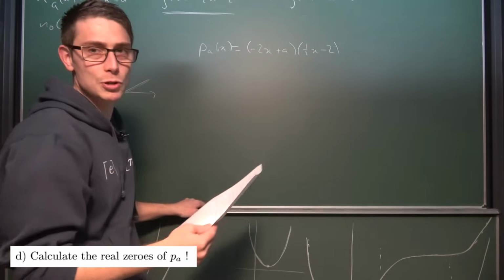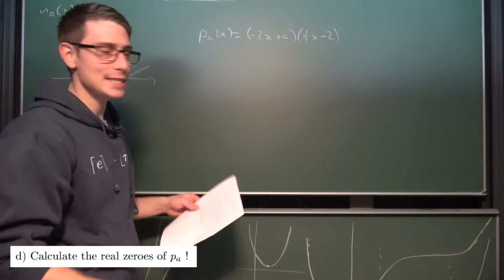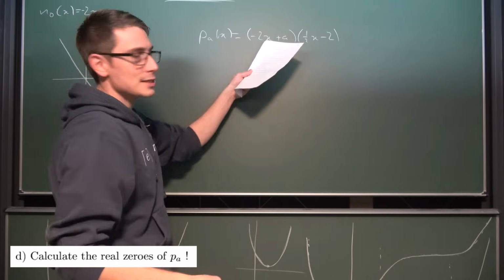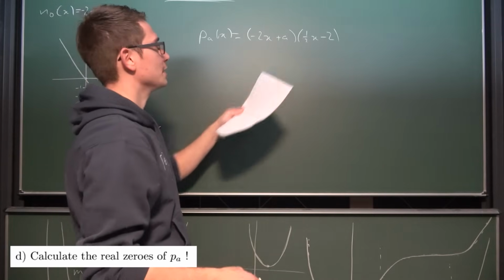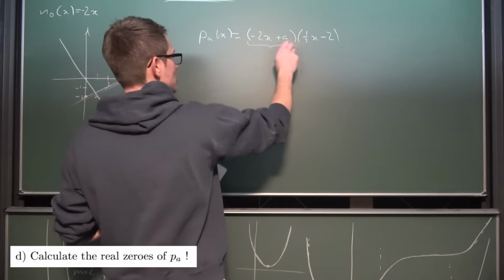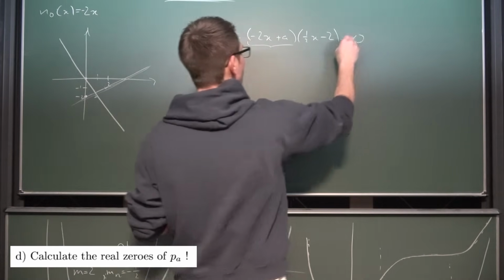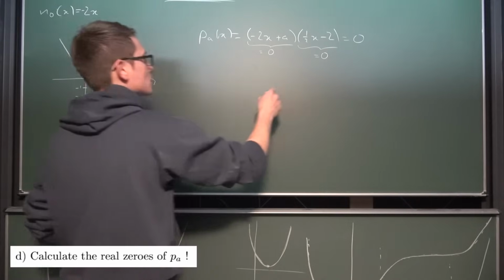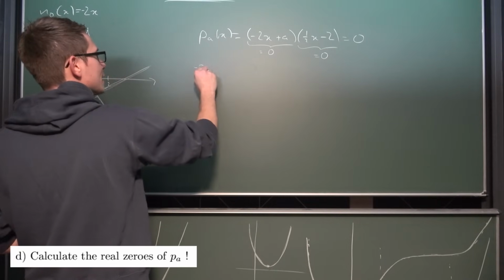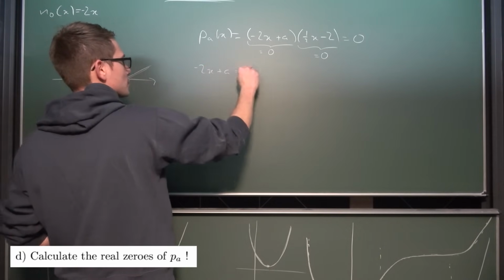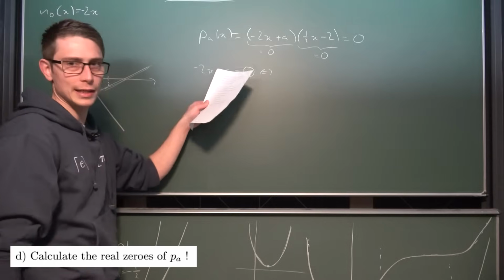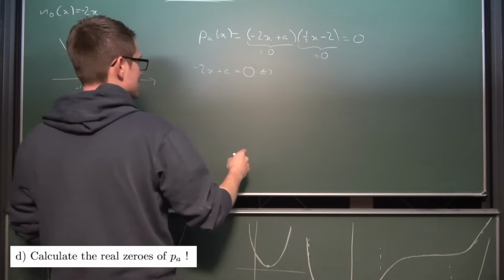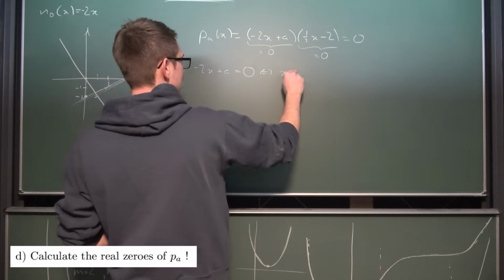Calculate the real zeros of P_a. Now that is very easy to do. It's already deconstructed into linear factors. So this function can only be equal to 0 if this part is equal to 0 or if this part is equal to 0. So let us solve it, shall we? So we get -2x + a = 0. It's going to result in subtracting a on both sides and dividing by -2. It's going to give us x1.